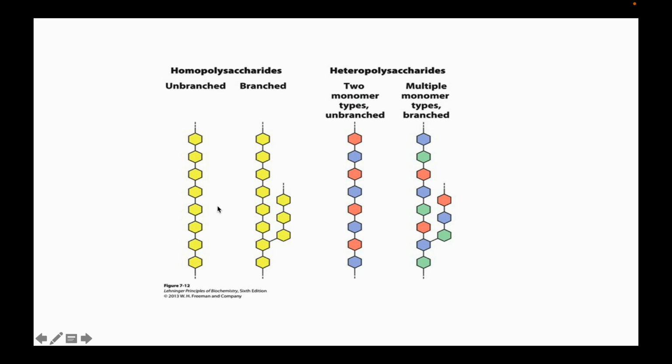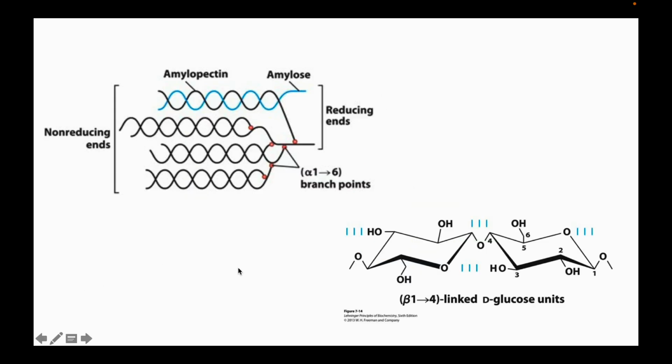So cellulose is an example of an unbranched homopolysaccharide, whereas starch and glycogen are examples of branched homopolysaccharides. They have branching. So both starch and glycogen have branching. How do they differ from each other, starch and glycogen? The major difference between cellulose, starch and glycogen is that in cellulose we have beta 1,4 linkage, whereas in starch and glycogen we have alpha 1,4 linkage.